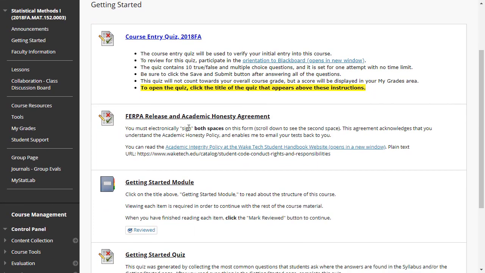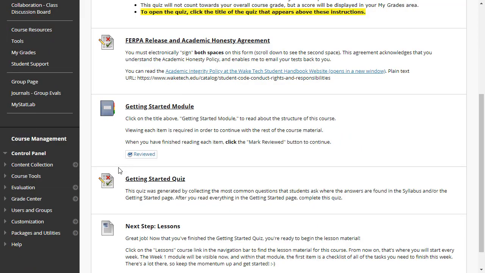Next, we have the FERPA release and academic honesty agreement, which our department uses. Third, we have the Getting Started module. This module contains information about the structure and the expectations for this course. Fourth, I created a syllabus quiz, which is used to verify that students have read and understood the information provided in the syllabus and on the Getting Started page.